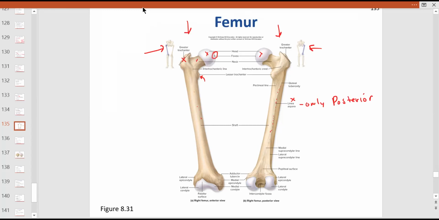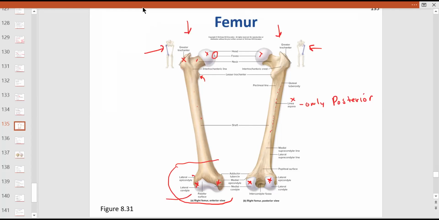So look at the anterior distal femur compared to the posterior distal femur. So these long bulbous, large bulbous things are called condyles. The epicondyle is just a little tiny piece. So here's your medial condyle and lateral condyle. Medial condyle, lateral condyle in the anterior view. Lateral condyle and medial condyle in the posterior view.